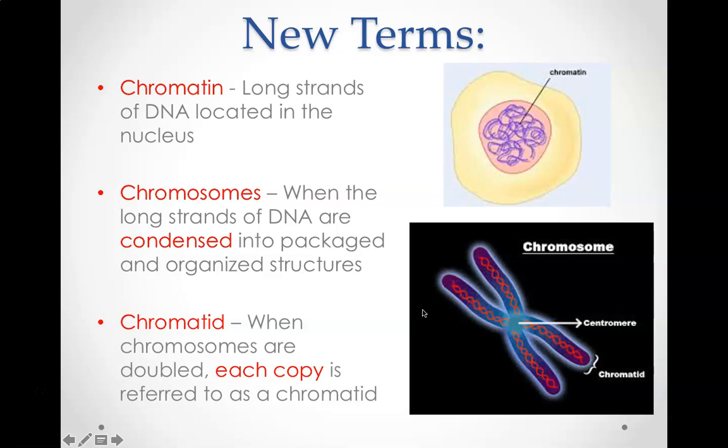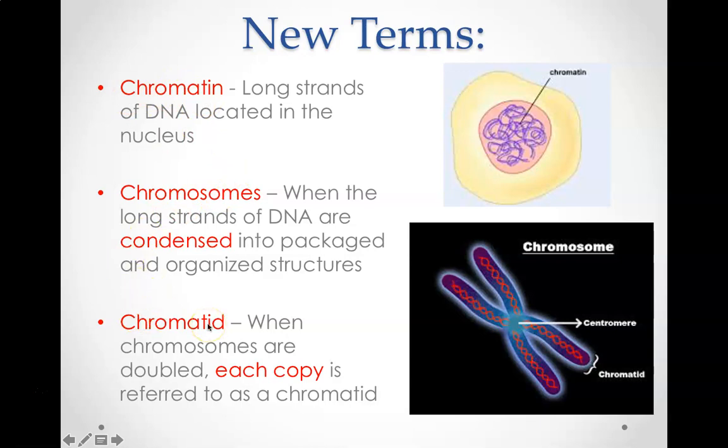And so each copy is called a chromatid. So this is one chromatid, and this is the exact copy of that chromatid. And together they're joined in the center, and the whole thing is called a chromosome. So that's a lot of different words that are very similar to each other. So chromatin, chromosomes, chromatid.